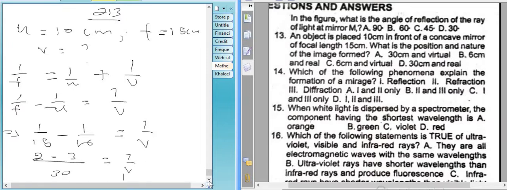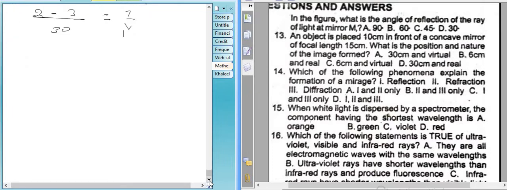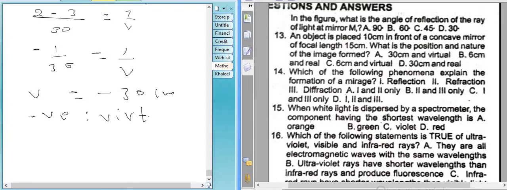Now 2 minus 3 is minus 1. So we have minus 1 over 30 is equal to 1 over v. Therefore, we take the reciprocal to get the value of v, which is minus 30 centimeters. This negative indicates that it is virtual, because initially it is a concave mirror. So for a concave mirror, once you have a negative value, it means it is virtual.